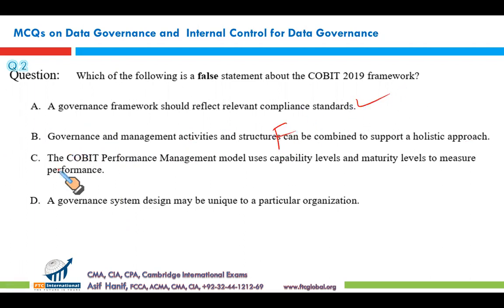What about C? The COBIT performance management model uses capability levels and maturity levels to measure. These capability and maturity levels were available in the prior version of COBIT. These capability maturity levels have been removed. They were there, so please excuse this option. You haven't read it. It is not in the textbook, but it was there previously. So this is a true statement, but no longer part of your text.